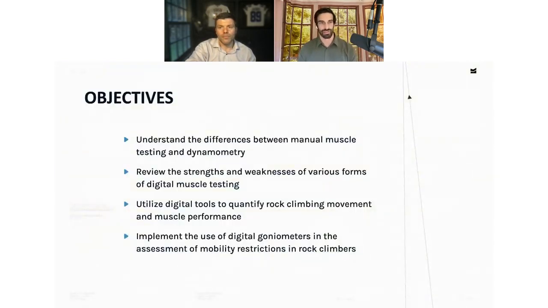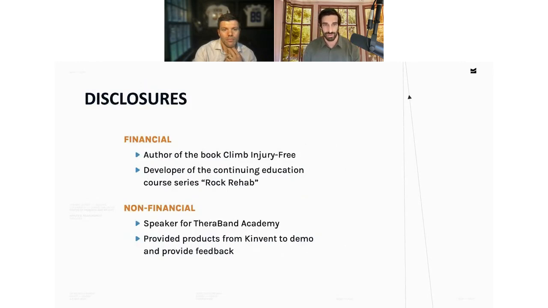Overall, the goal of this is really to understand the big difference between manual muscle testing and using dynamometry, understand the strengths and weaknesses of different ways of manual muscle testing climbers, and how to use these digital tools to benefit your assessment.